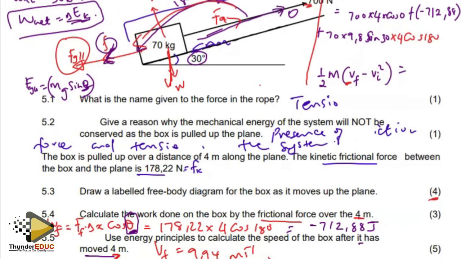So I'll have to redo it again. So 700 times 4, cos of 0. We said negative 712.88. Okay, plus 70 times 9.8 sine of 30 times 4, and the cos of 180. I'm getting 715.12. I'm going to divide it by, we said, the 35. This is going to give us 20. So VF squared is 20.432. Because remember, this is a 70, then simplify. So the square root of that, I'm getting 4.52.